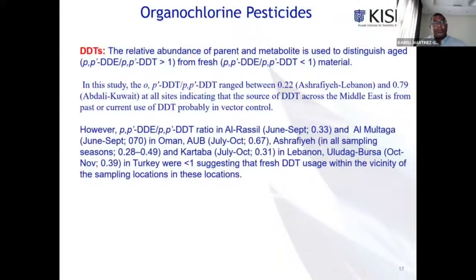In the case of DDT, the relative abundance of parent and metabolite is used to distinguish age when this ratio is greater than 1 from fresh when this ratio is below 1. So in this study, the ratio ortho,para DDT to para,para DDT ranged between 0.22 in Lebanon to 0.79 in Abdali, Kuwait, at all sites, indicating that the sources of DDT across the Middle East are from past or current use of DDT, probably in vector control. However, the ratio para DDE to para DDT in Al-Rasil, in Al-Multaqa in Oman, in Beirut, also in Ashrafieh GF in Turkey, and Kartaba in Lebanon were less than 1, suggesting that the fresh usage of DDT is in the vicinity of these sampling locations.